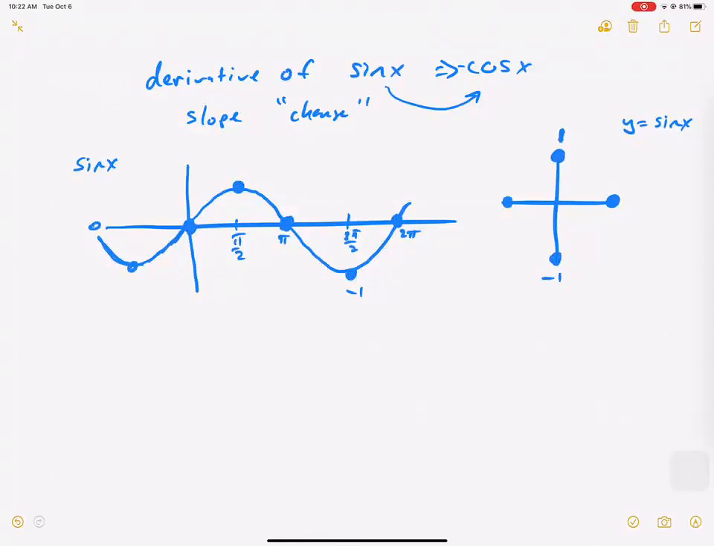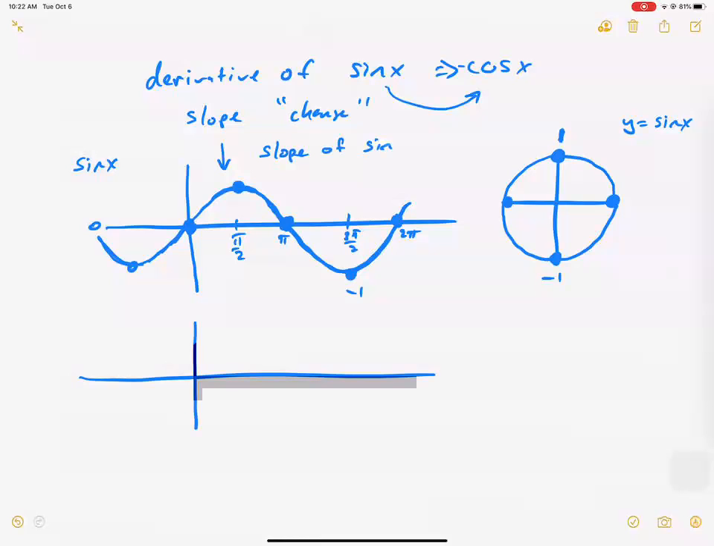So 0 to 1, 1 back to 0, 0 to negative 1, and negative 1 to 0. And that's how we end up with this graph here. So I want to ask you though, as we look at this graph here, what is the slope of this graph of sine? So let's draw another graph here. And I want you to just point out, when is the graph equal to 0?